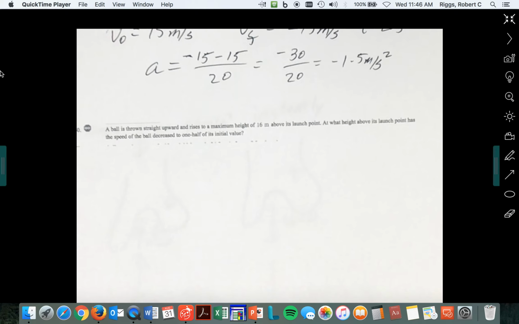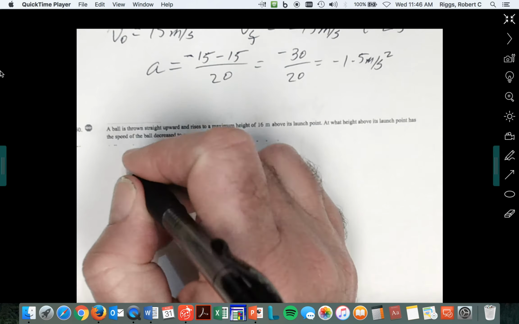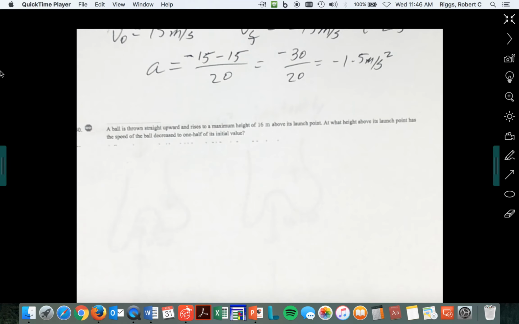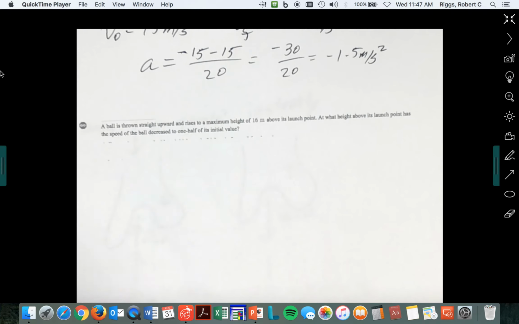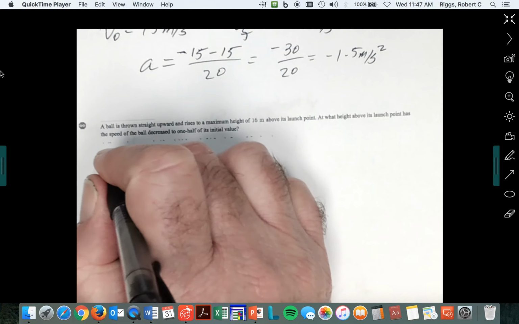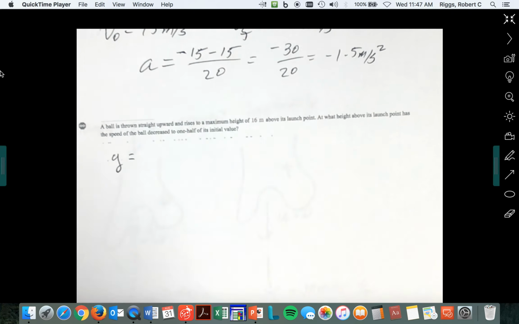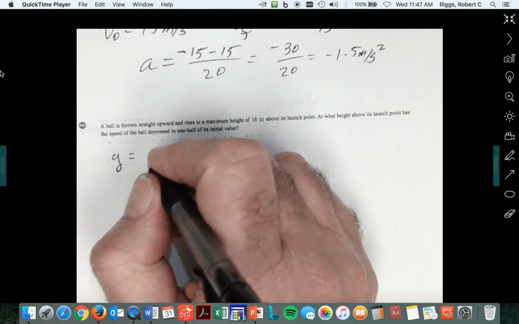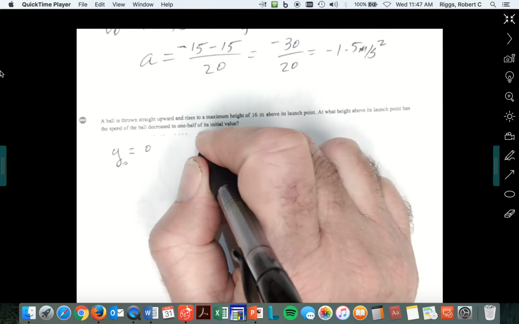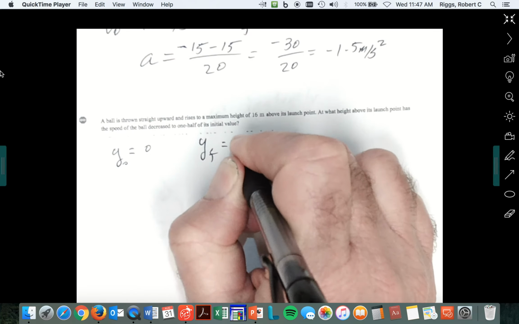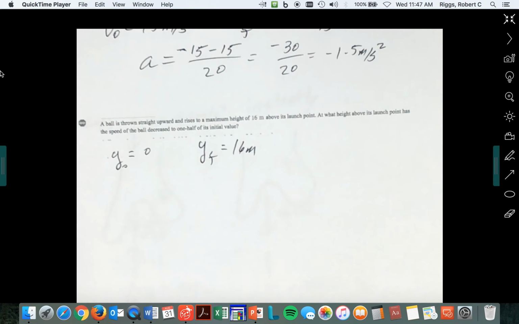We know the acceleration, and we know the distance that it went. This one has a little nuance here. So I know the distance y since we're in the y-axis. The initial y is 0. The final y is 16 meters on its way going up.